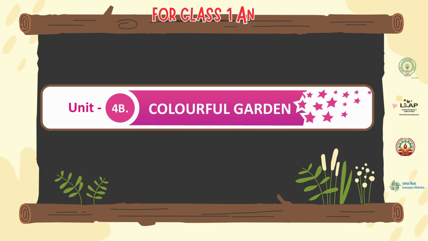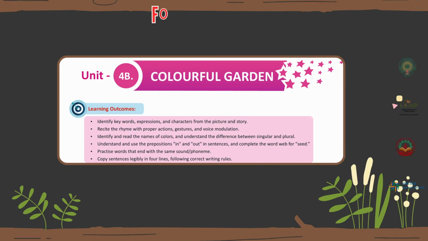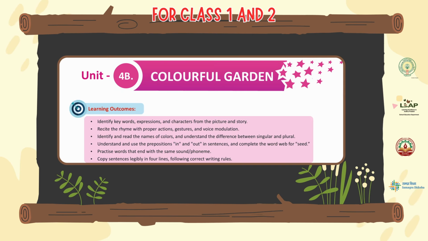In our textbook, in sharing time on page number 138, that is from Unit 4B, Colorful Garden, we are now discussing the new words related to Little Seed Rhyme. Let us now discuss the learning outcomes related to this chapter, that is Unit 4B, Colorful Garden. Learning outcomes are: first one, identify keywords, expressions, and characters from the pictures and story.